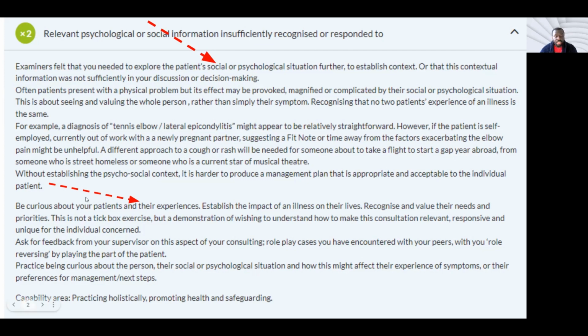The next arrow we have highlighted says, be curious about your patients and their experiences. Establish the impact of an illness on their lives, which is exactly what we said. So establishing social impacts, and then of course social circumstances, living conditions, support at home, if they've got carers, if it's relevant to ask about that, you need to ask about that. And then the psychological impact as well, how it's affecting their mental health, is it stressing them out, those kinds of things. You need to be exploring those.